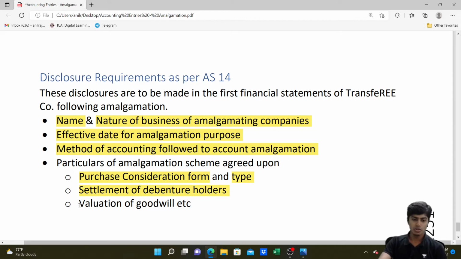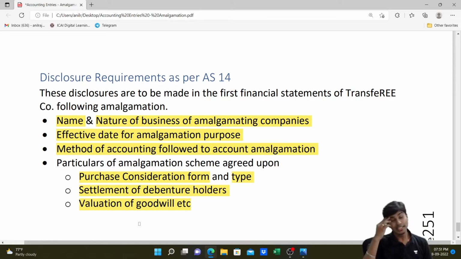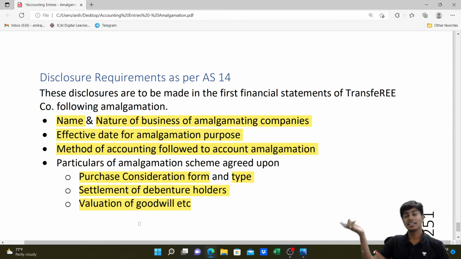Then we should also disclose the valuation of goodwill. How are we valuing the goodwill of the transferor company? Is it under the simple average method, the weighted average method, the annuity method, or the capitalization method? What is the normal rate of return that you considered? What is the number of years' purchase that you considered? How many years of average did you take? How did you decide to take so many years of average? What is the basis? All of it needs to be disclosed.